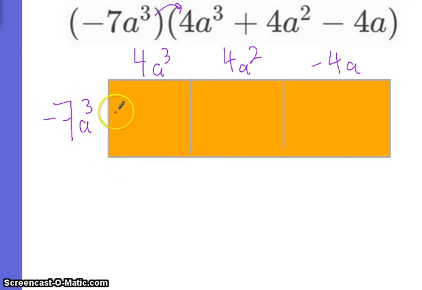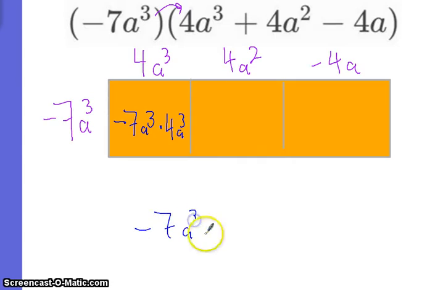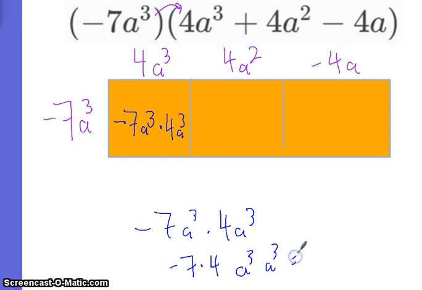All right, so I'm multiplying. In this case, I'm multiplying negative 7a to the third, the thing on the side, times 4a to the third, the thing on the top. Negative 7a to the third times 4a to the third. And I broke it out here so that I can bring my two coefficients, just the numbers, negative 7 and 4 together, and then the two exponents, a to the third and a to the third together.